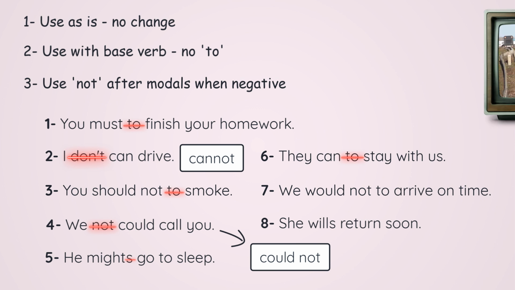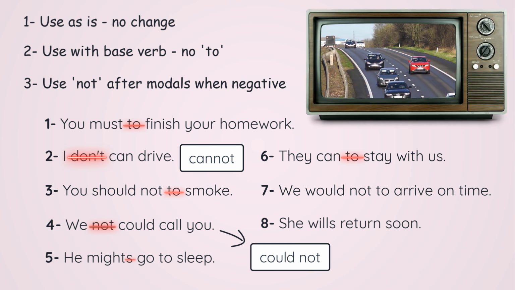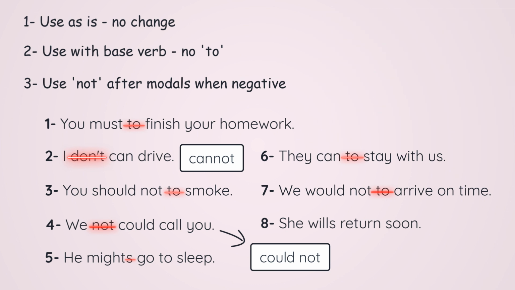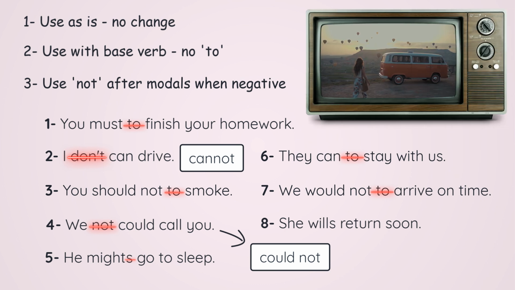Number 7. We would not to arrive on time. Again, you want to take out this to. And the reason why this keeps happening is because this is the most common mistake. So that's why I have more of those here for you to review. We would not arrive on time. Good.